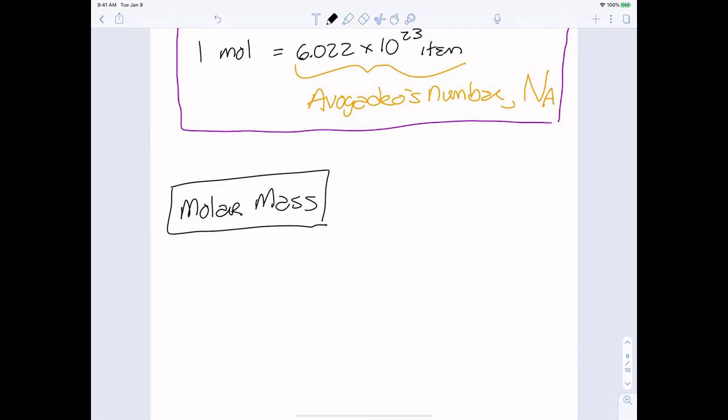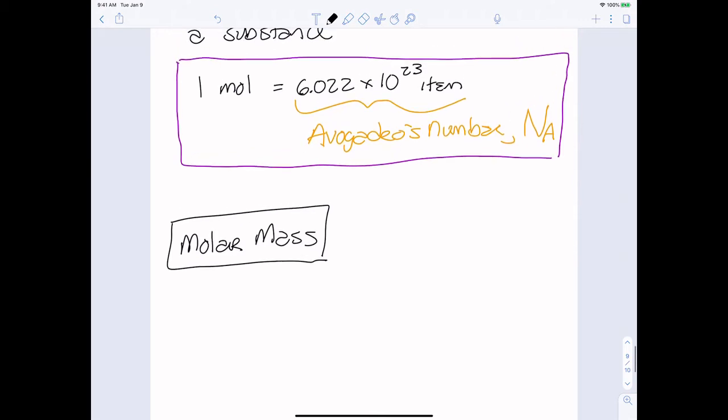And molar mass is defined as the mass, measured in grams, so that's going to be my units, of 1 mole of a substance. So if I had 1 mole of carbon atoms, what is its mass in grams? If I had 1 mole of calculators, what is its mass in grams, right? We could calculate the molar mass of a calculator because we would take the mass of 1 and multiply by Avogadro's number, right? If I have 6.022 times 10 to the 23rd calculators, what is its mass? That's all that molar mass is.